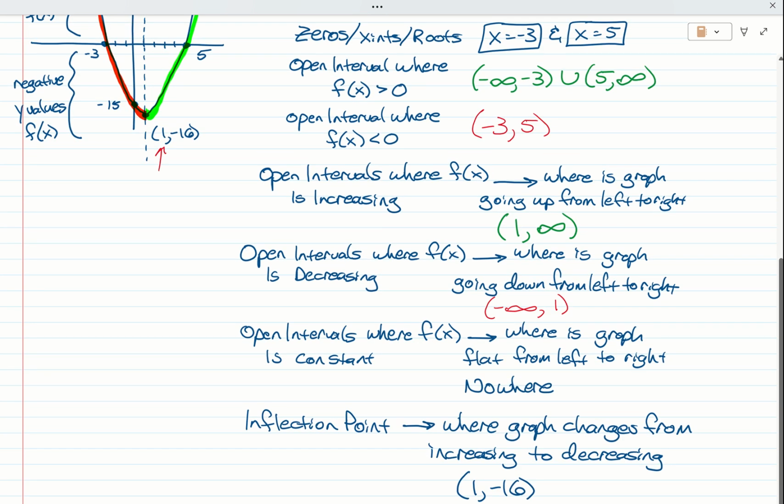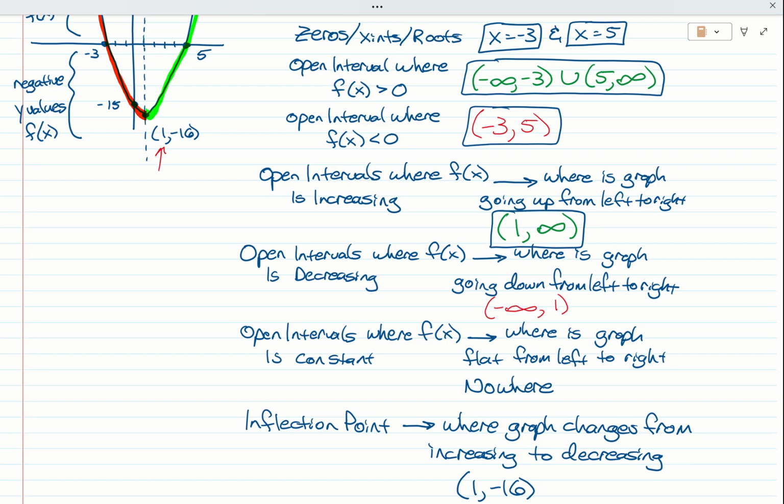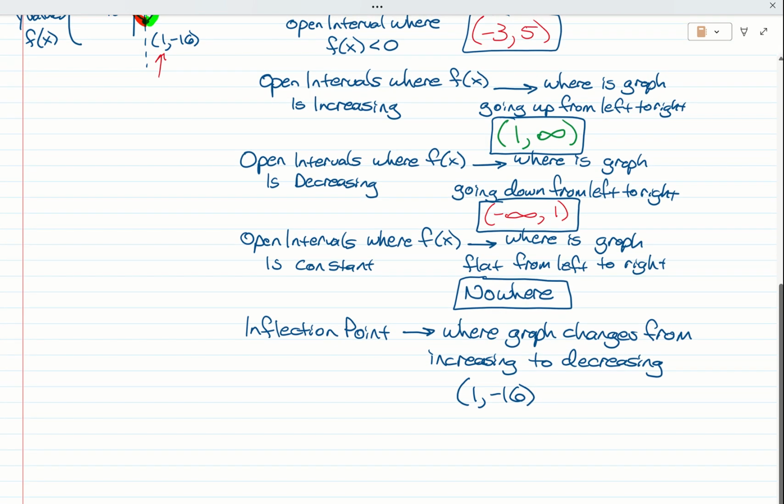All right, and we should also make sure that we always circle our answers so that I know what our final answer is going to be. So we covered a lot of new vocabulary there. We talked about where the graph is positive or negative. We also talked about where the graph is increasing or decreasing, which means something different. And a point of inflection is where the graph changes from increasing to decreasing or vice versa.